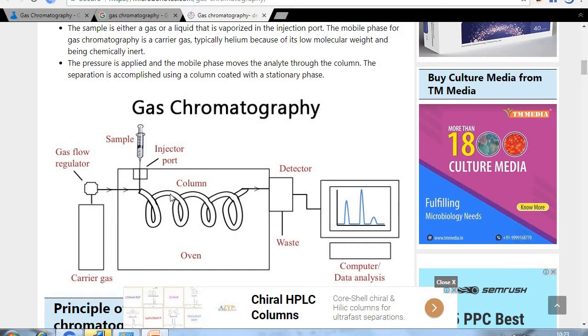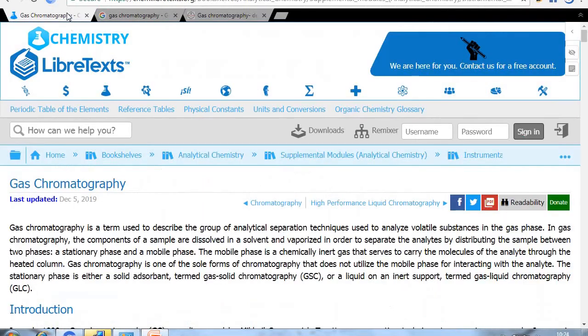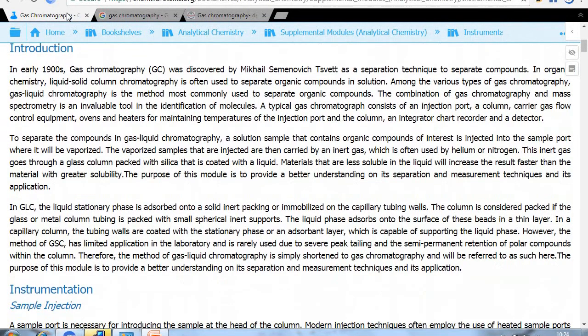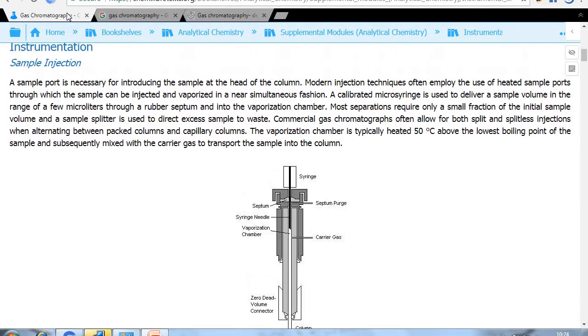This is the column, and this column will be packed with the stationary phase. At the end of the column you have the detector, and any excess sample which is not used during the analysis can be drained out as waste. Following the detector you have the computer, which is connected for getting the chromatogram and for the data analysis part. Now we move on to the individual components of this gas chromatography.